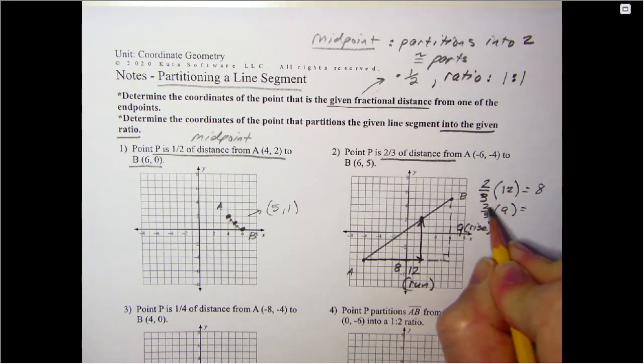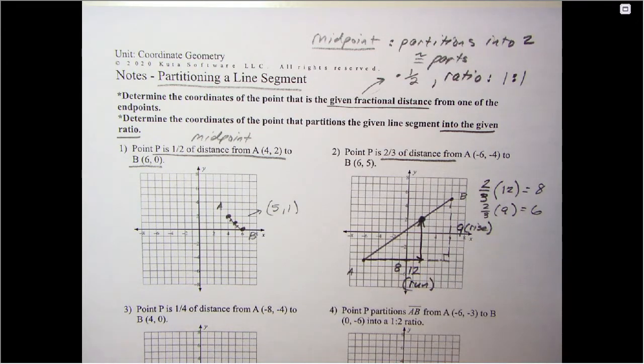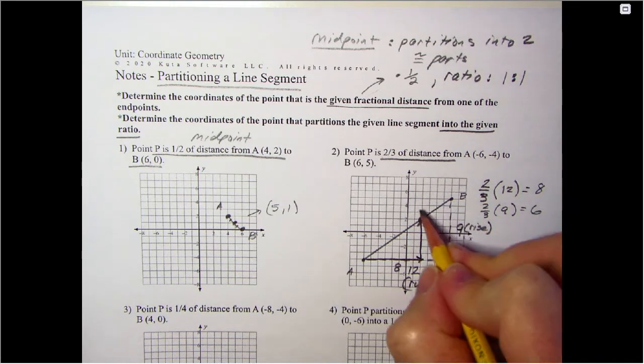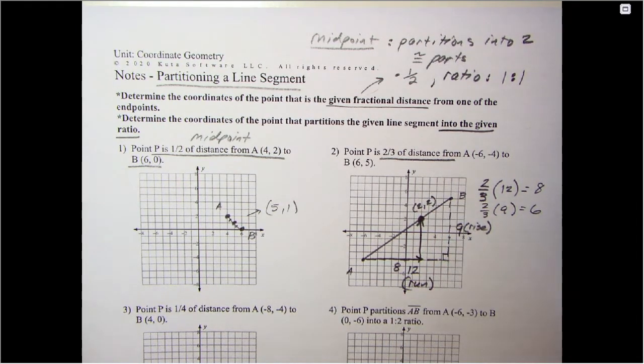Well, 2/3 of 9 is 6. If I go up 6 boxes, I find myself right there on the line. And from the graph, I can identify the coordinates. The coordinates appear to be 2, 2.